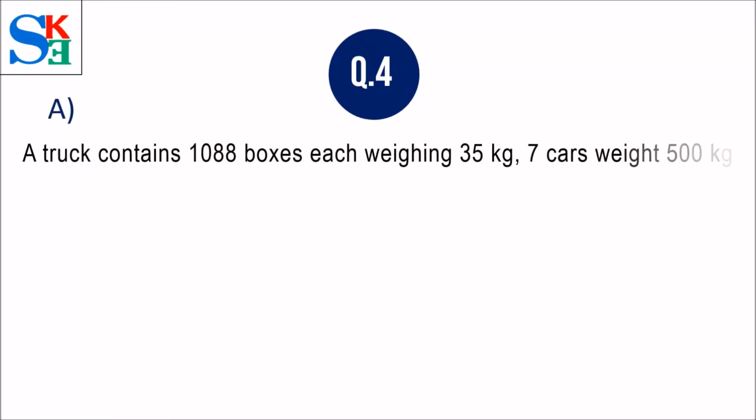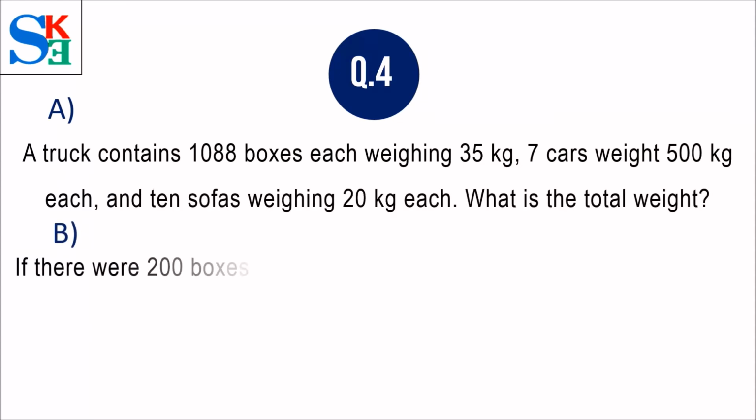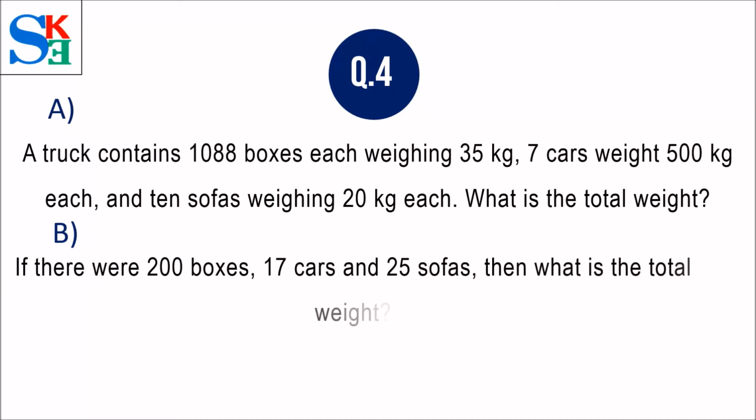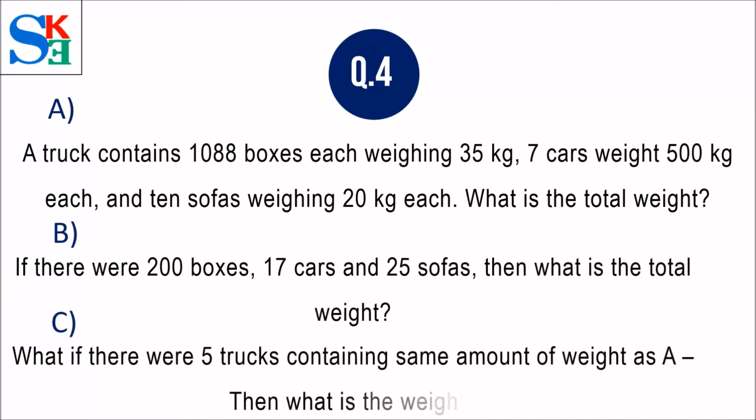A. A truck contains 1,088 boxes, each weighing 35 kilograms. 7 cars with the weight of 500 kilograms each, and 10 sofas weighing 20 kilograms each. What is the total weight? B. If there were 200 boxes, 17 cars, and 25 sofas, then what is the total weight? And C. What if there are 5 trucks containing the same amount of weight as A? Then what is the total weight of all the trucks?